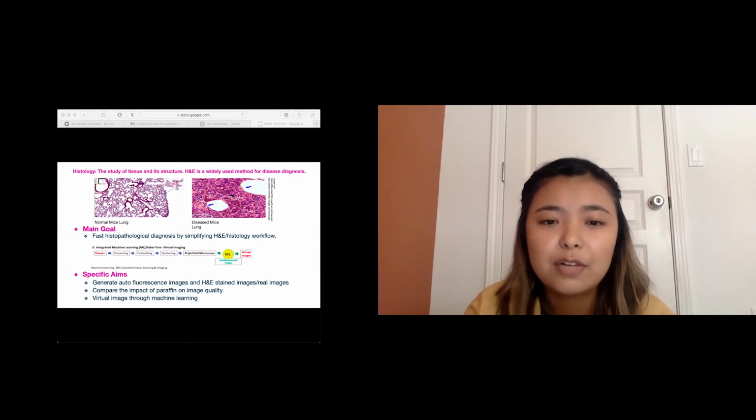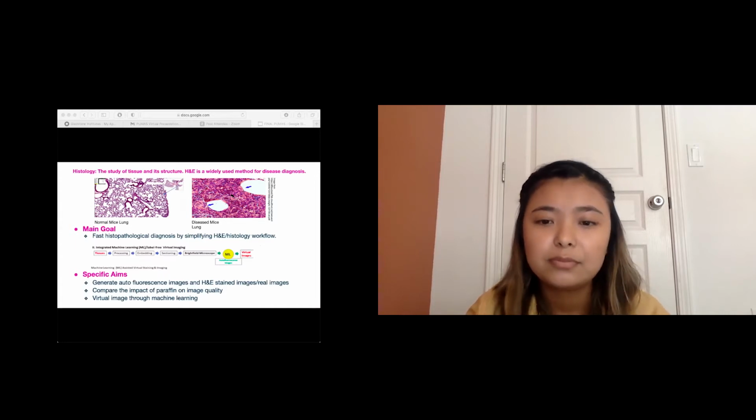So the bigger picture of the project is to have a fast histopathological diagnosis by simplifying the H&E workflow. And we can do this by integrating machine learning to transform the autofluorescent images, or unstained images, into an image that's equal to the bright field H&E stained image.